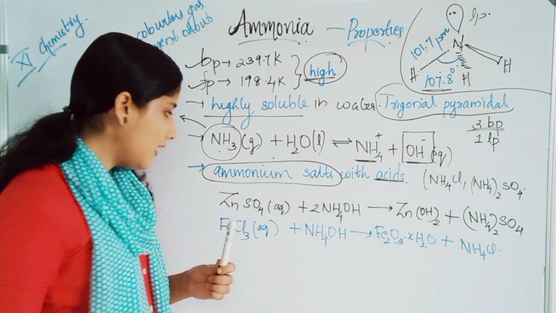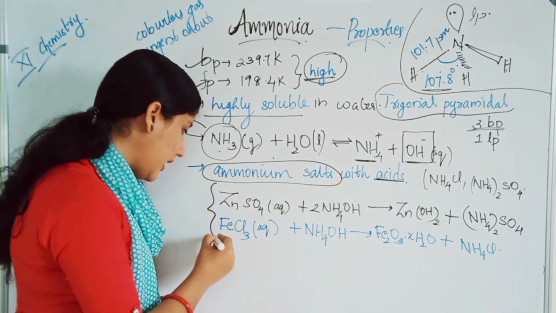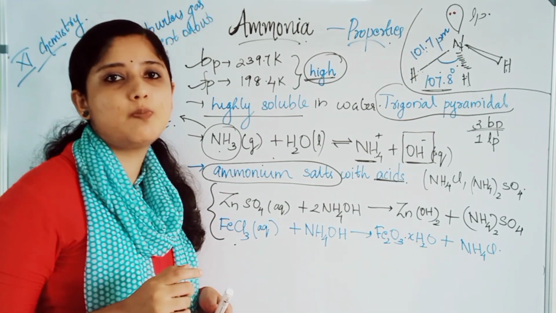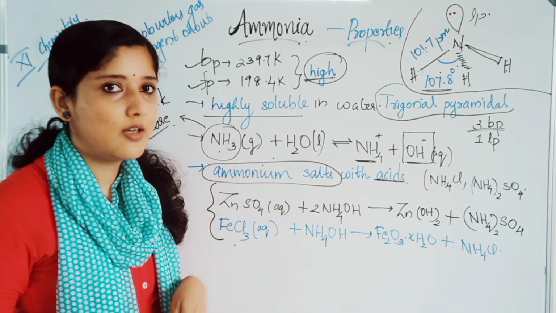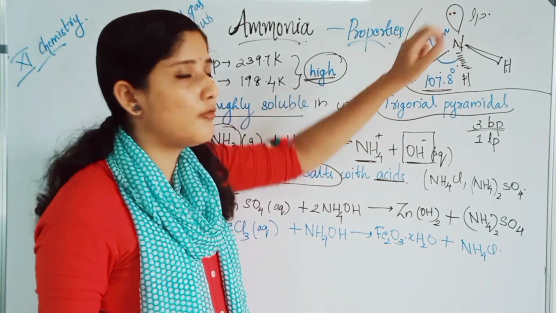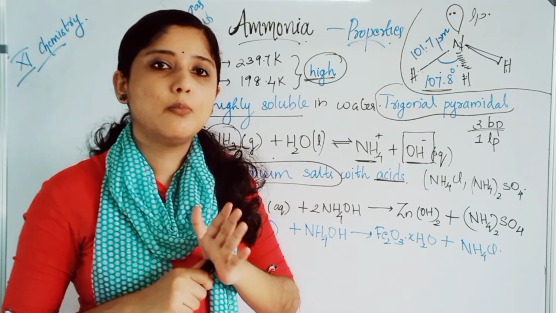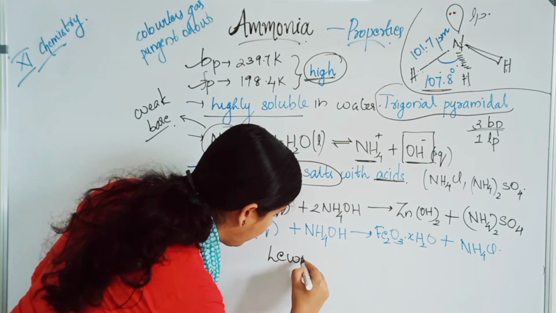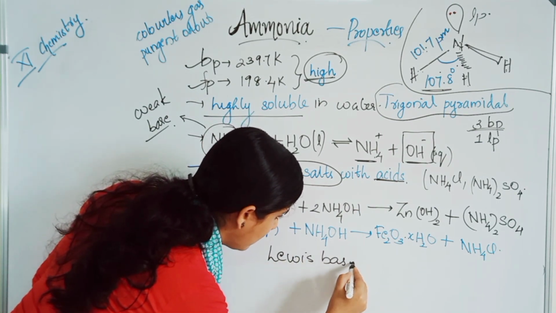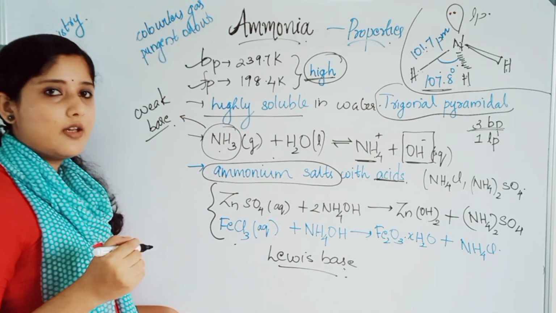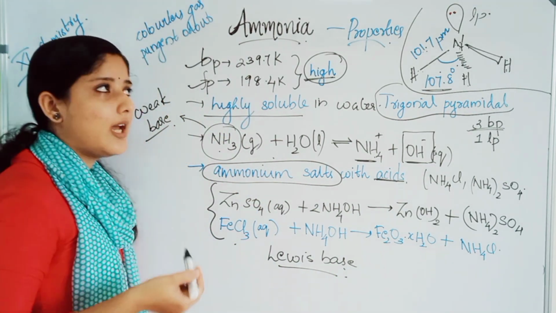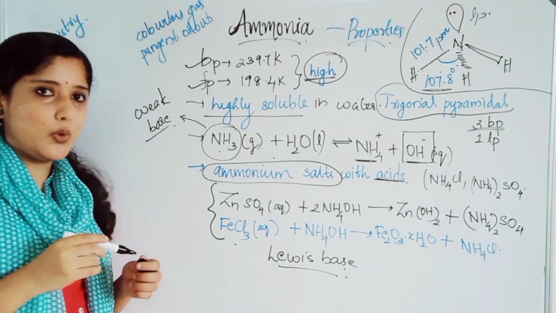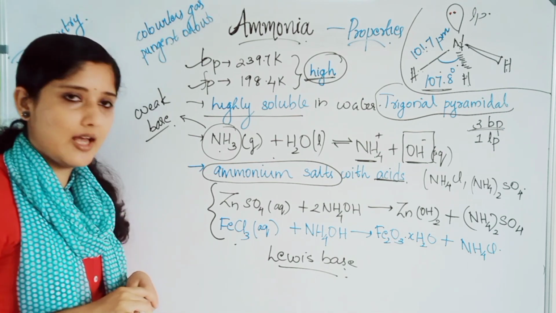Next thing is, ammonia acts as a Lewis base. Why ammonia acts as a Lewis base is an important question. Due to the presence of one lone pair on nitrogen, ammonia acts as a Lewis base. The lone pair on nitrogen is donated to other metals, and there you can form a bond.